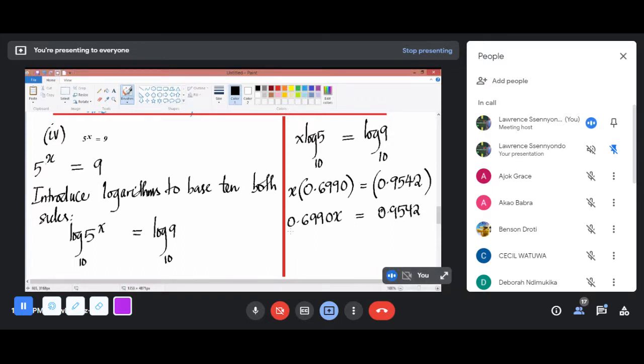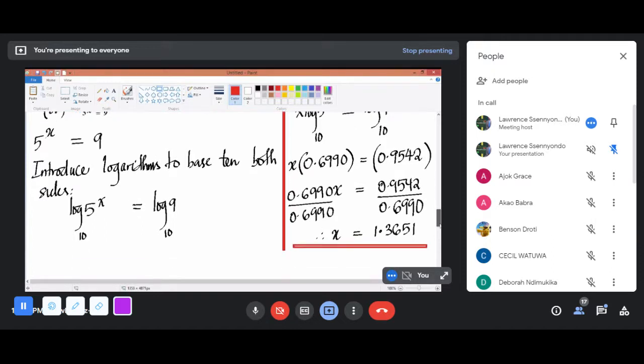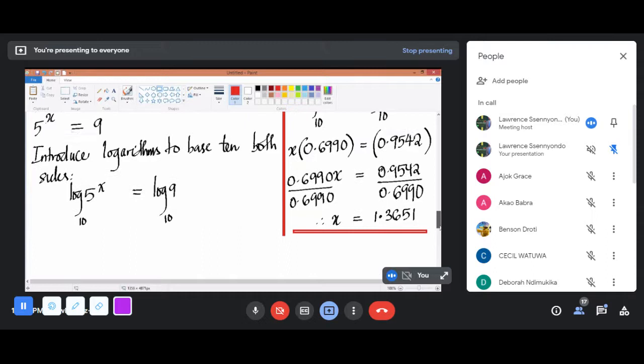which is equal to 0.9542. To make x the subject, we will divide both sides by 0.6990. So x is equal to 0.9542 divided by 0.6990. You get 1.1365651 for decimal places as the value of x. That would be the solution for that kind of question.